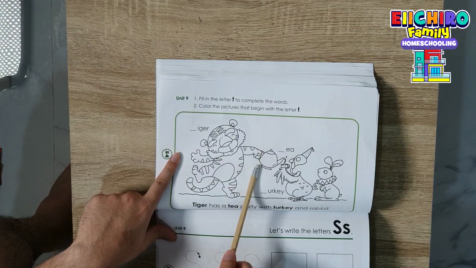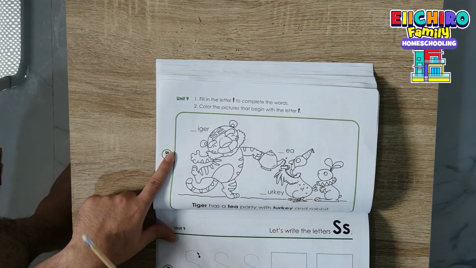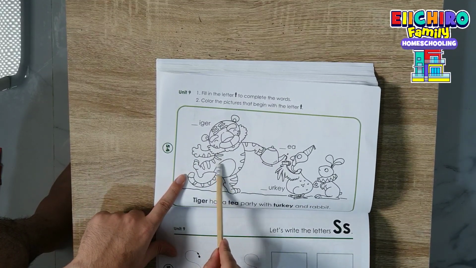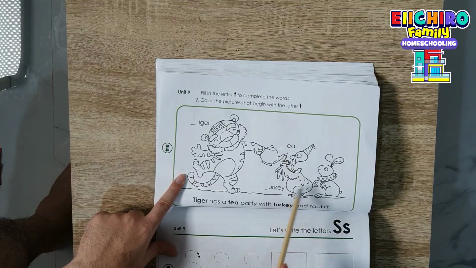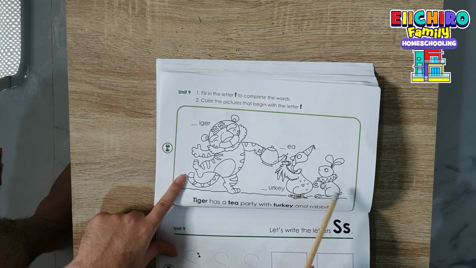The tiger has a tea party with the turkey and the bunny. And the rabbit. Okay. Repeat. The tiger has a tea party with a turkey and a bunny. Rabbit.